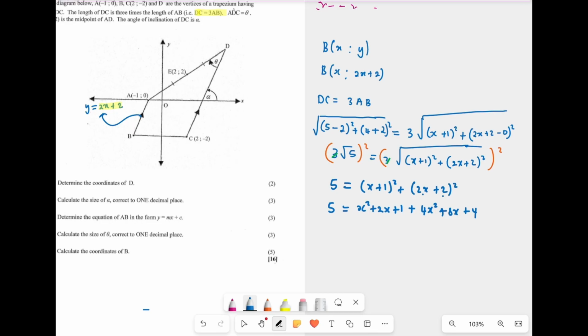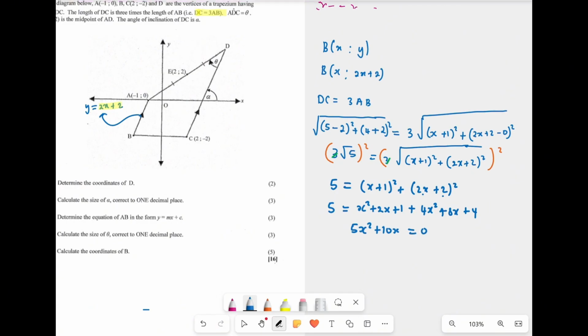So if I write this in standard form, x² + 4x², it is 5x². And then 2x + 8x, it will be 10x. This is plus 10x. 1 + 4, it is 5. Minus 5, because I am going to transpose 5 again. So it will be 0.